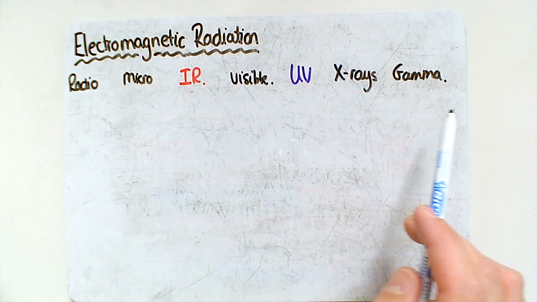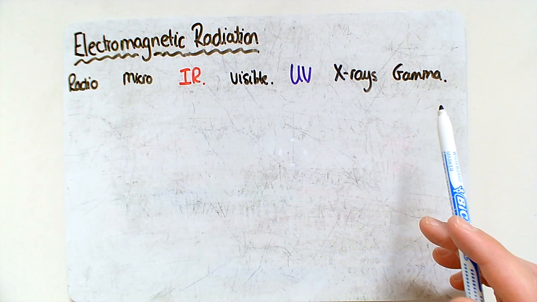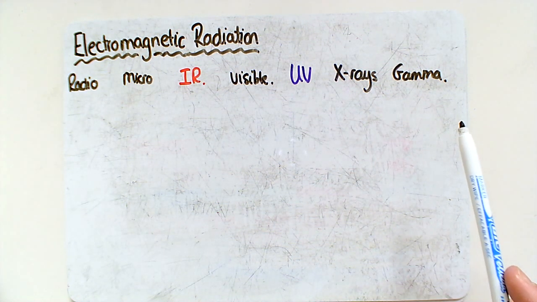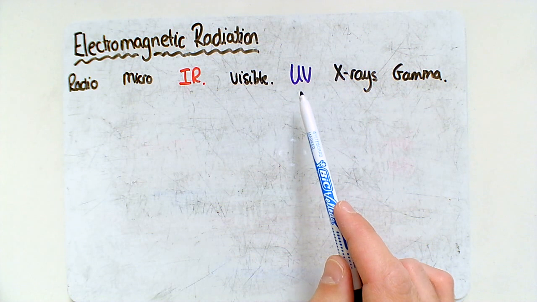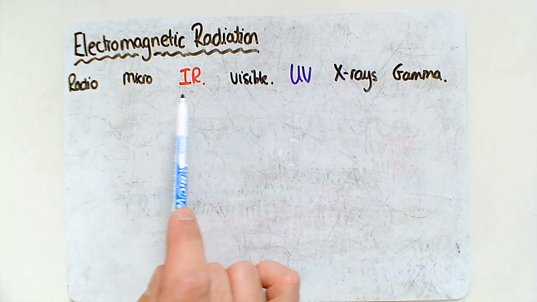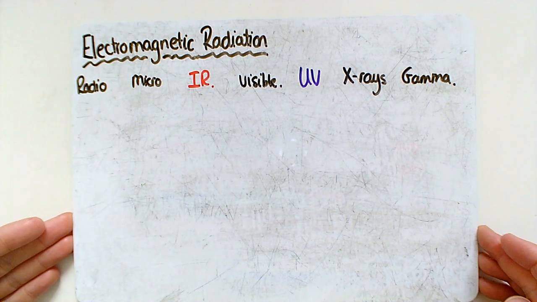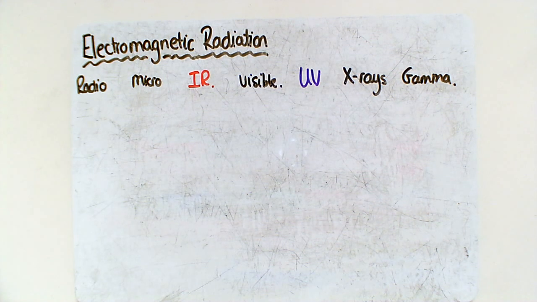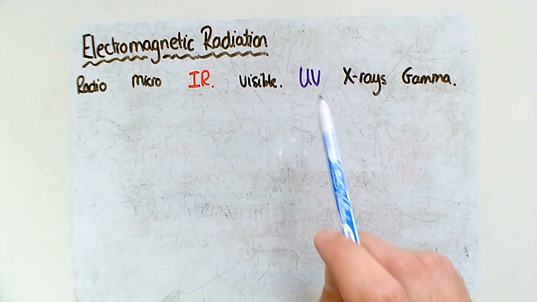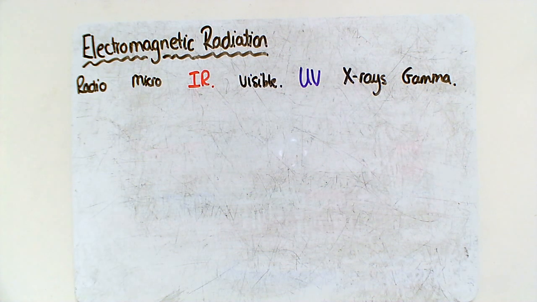And as we move across, we know that gamma rays and X-rays are particularly harmful to our bodies. UV light can also cause damage, but these ones are usually benign, don't have a bad effect. And we'll find out why the ones at this end tend to be more dangerous.